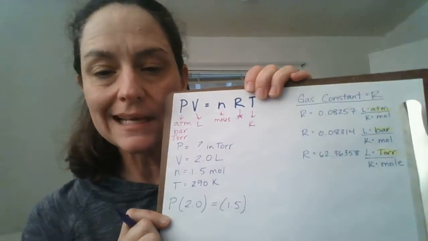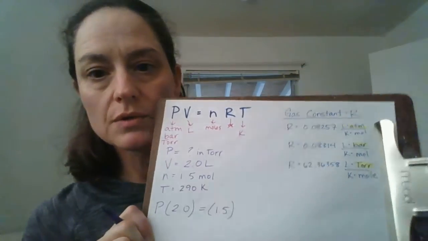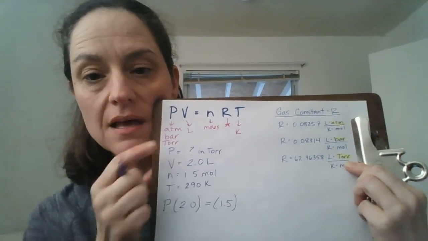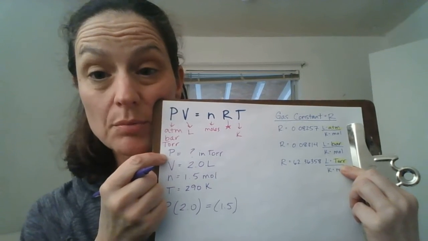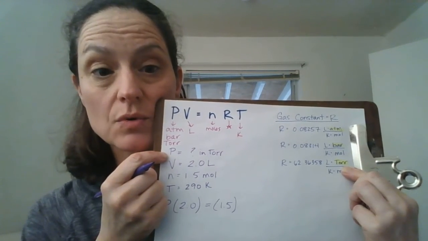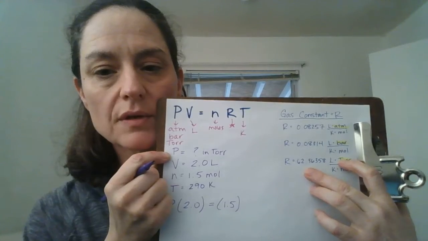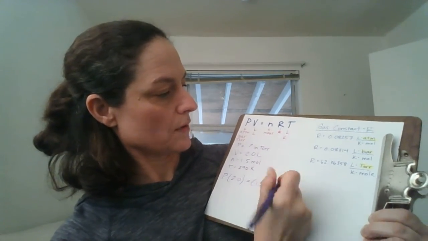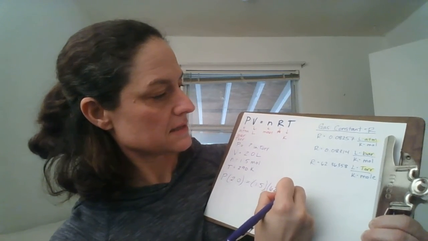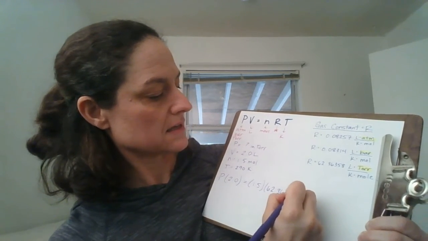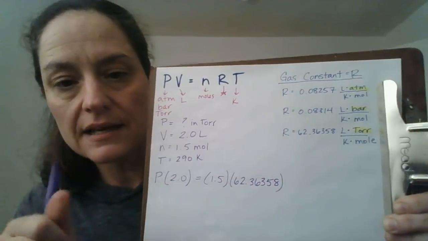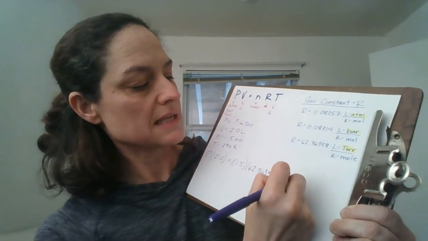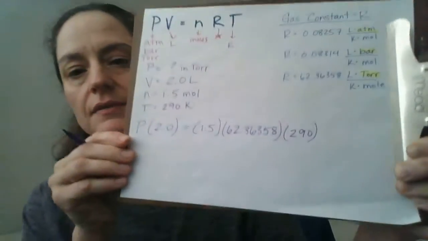My R value. Now I got to pick my R value. I don't know which one to pick. I want the one that's in torr because my problem asked me for the pressure in the units of torr. So I'm going to use this big old number, 62. So my R value is 62.36358. And now the last thing I need to fill in is my temperature. And the temperature my balloon is at is 290 Kelvin.